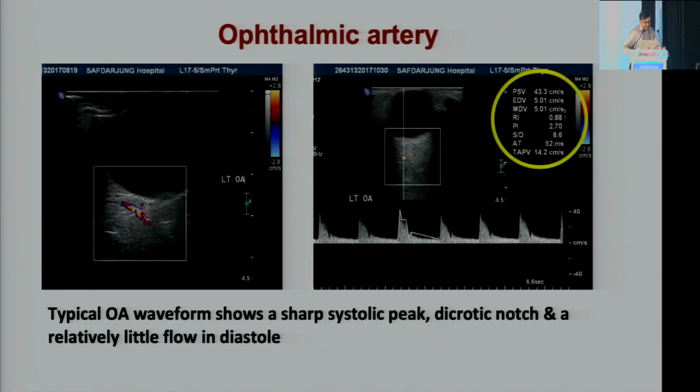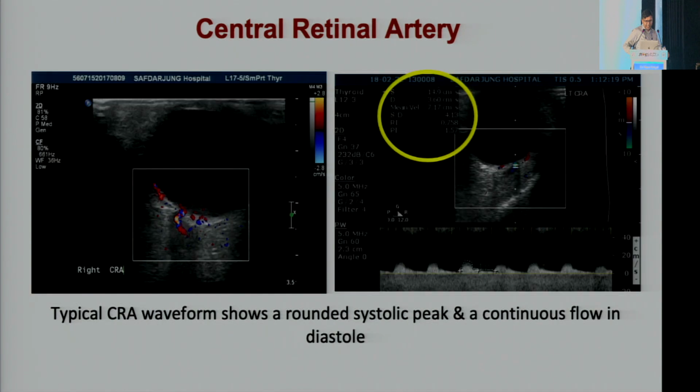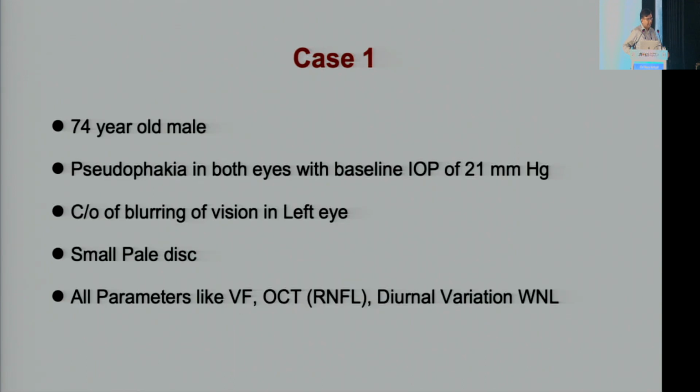Okay, so as sir has told us, there are different types of waveforms of the ophthalmic artery, central retinal artery, and short posterior ciliary artery. Now, why they make sense, I would be talking about in my first case. This was a 74-year-old gentleman, pseudophakic in both eyes, with a baseline IOP of 21 millimeters. After getting cataract surgery, he says, sir, I am not very happy with the cataract surgery. My quality of vision goes down sometimes, then it is okay. He was just a controlled hypertensive, nothing else. There was a small pale disc, almost normal type of disc. We did all types of tests, visual fields, OCT, everything seems to be okay.